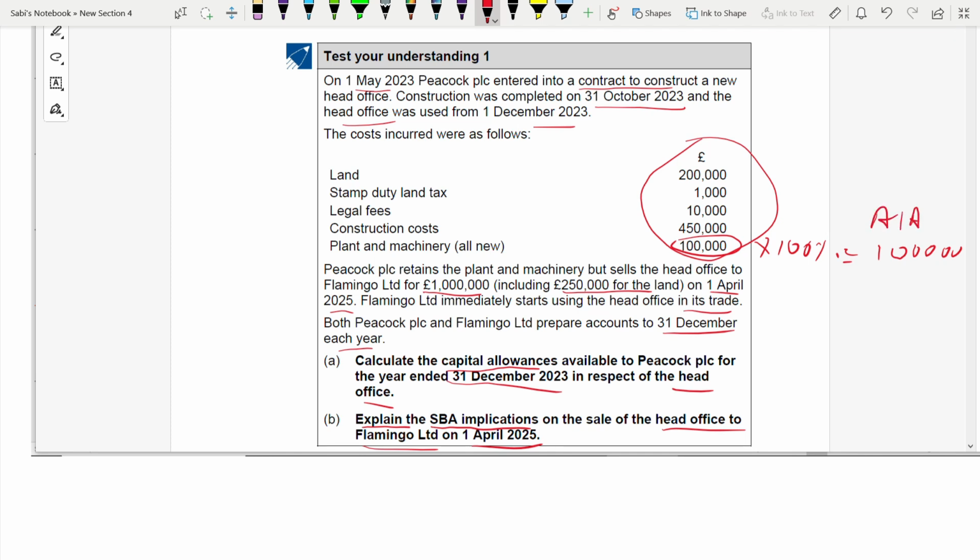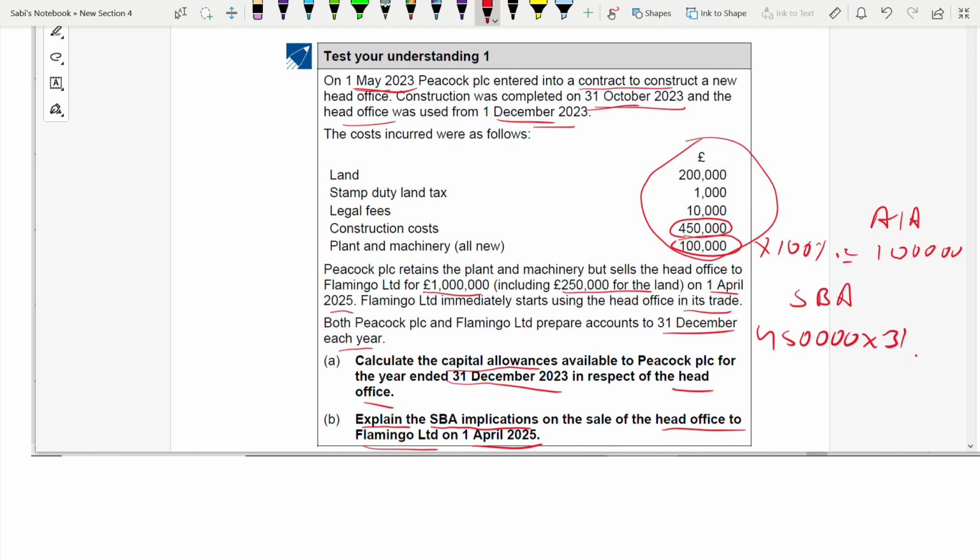What about SBA? It is 3%. Remember, from the date the head office was used, because SBA is on the head office. You entered into the contract on 1st of May. Construction was completed on this date and head office was used from 1st of December. So from 1st of December to 31st December is just 1 month. Okay, on the construction cost. You have constructed the head office. So it's 450,000 into 3%.